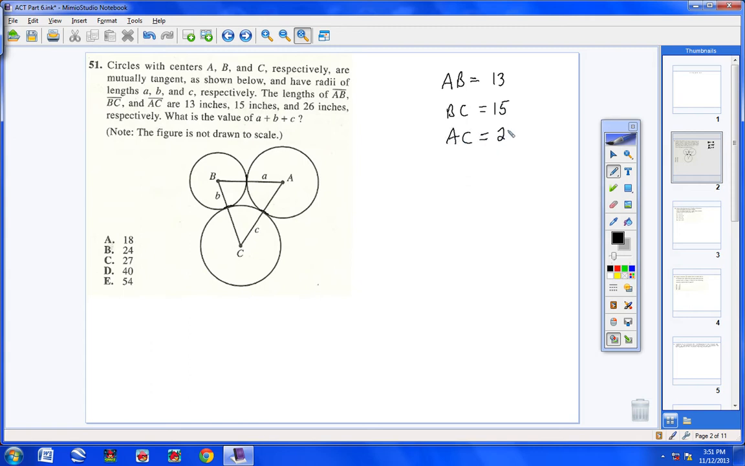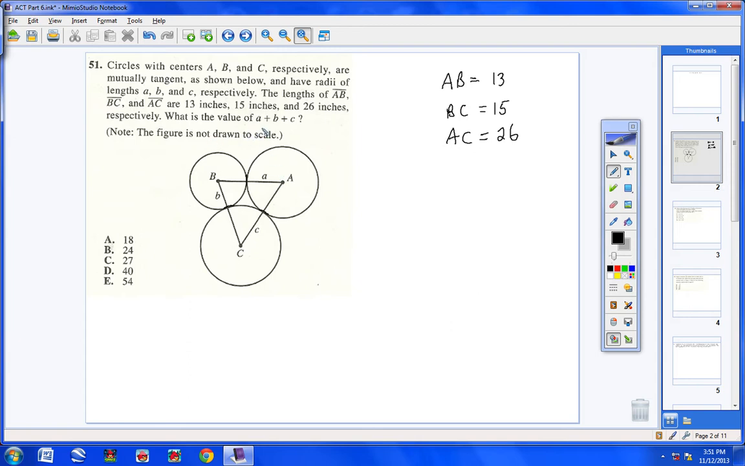Now on the ACT test, you might not have the luxury of doing something like this, but right now I'm trying to teach you how to solve this problem and how to think in a certain way. So I'm going to take my time and help you here. Now, what is the value of A plus B plus C?